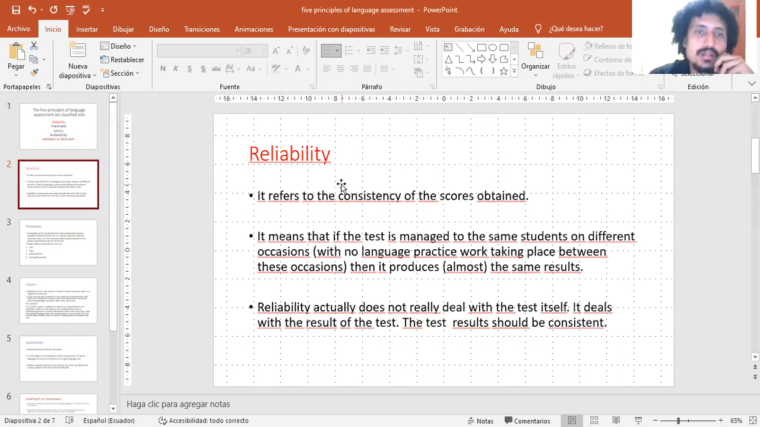So let's talk about reliability. Reliability refers to the consistency of the scores obtained. It means that if the test is managed to the same students on different occasions with no language practice work taking place between these occasions, then it produces almost the same results. Reliability actually does not really deal with the test itself. It deals with the result of the test. The test results should be consistent.